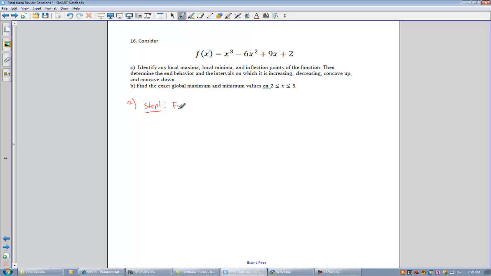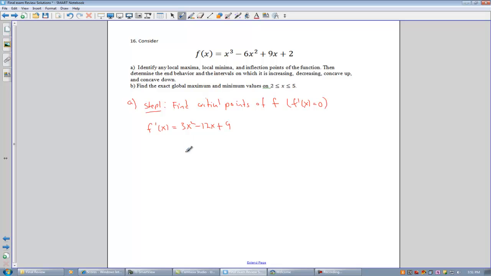All right, and step 1 is to find the critical points of f. So remember, this is when f prime of x is equal to 0. So we find f prime of x. So what's f prime of x equal to? Well, we take the derivative, and we get 3x squared minus 12x plus 9.